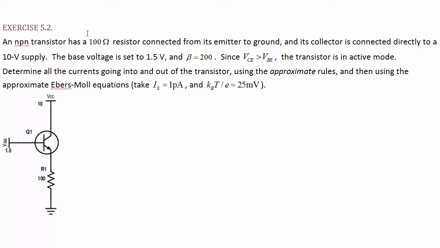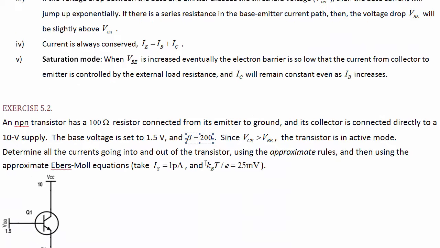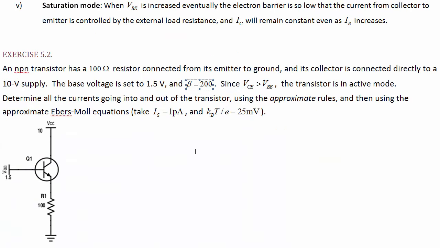Exercise 5.2. An NPN transistor has a 100 ohm resistor connected from its emitter to ground, and its collector is connected directly to a 10-volt supply. The base voltage is set to 1.5 volts, and we're given that beta is equal to 200. Beta is, again, the collector current divided by the base current. Since VCE, the voltage of the collector relative to emitter, is greater than VBE, the voltage of base relative to emitter, the transistor is in active mode.